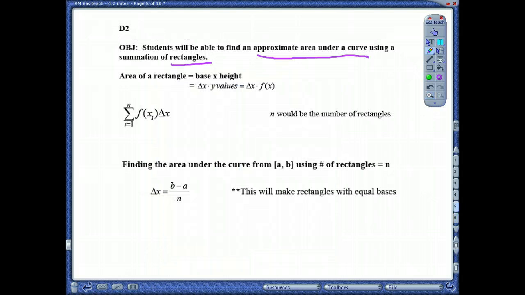Now, in order to make sure that this is as easy as possible, we are going to make sure that the bases of our rectangles are exactly the same. So we're going to use this little formula to help us out. Delta x is going to be b minus a divided by n. So when they ask us, they're going to ask us to find the area under a curve from a to b. That's where they get this a and this b, using this many rectangles. That's going to be the n. So they're going to give us all this information and we are going to put it all together.